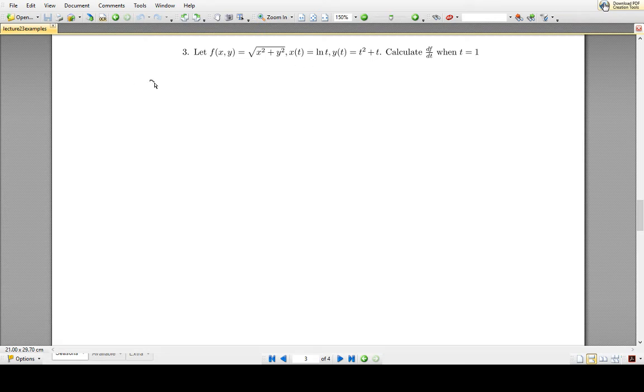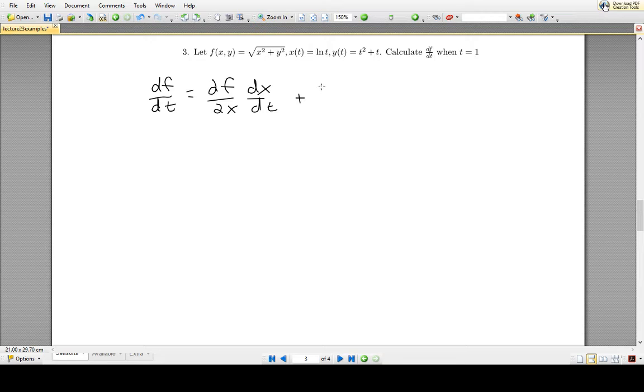So let's write down the formula for the chain rule. The derivative of f with respect to t is equal to the partial derivative of f with respect to x times the derivative of x with respect to t. So if you look at this part here, this is how fast f is changing with respect to x multiplied by how fast x itself is changing with respect to t. When you multiply these two things together, you get how fast f is changing with respect to t through x, or via x.